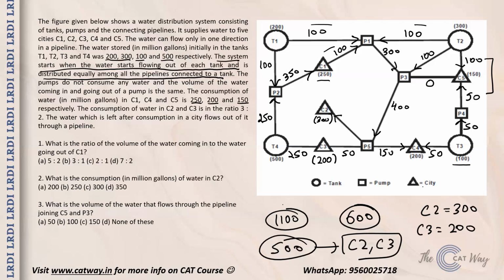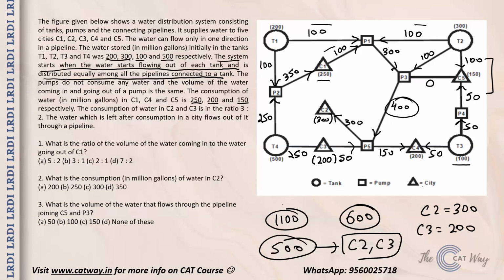Now P5 was receiving 450 from here and here. So in total it was receiving 450. Out of that, 150 it has given to C4. That means the remaining 300 it will be giving to C2, and C2 will be receiving all its water. Now with this, our diagram is complete. So let's move towards the questions.